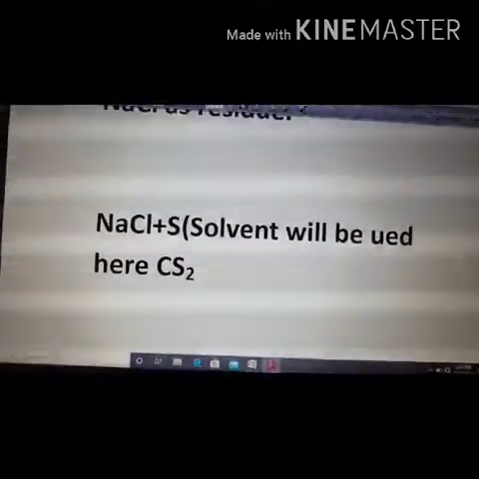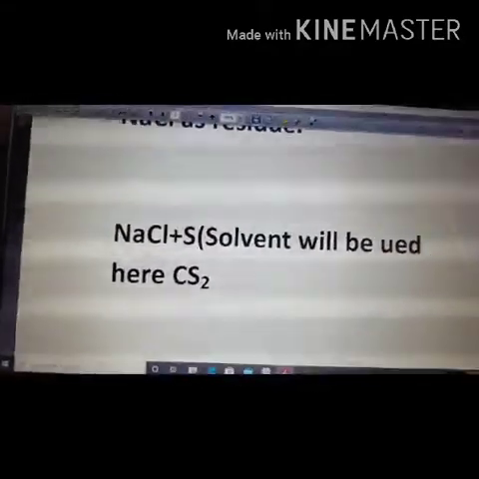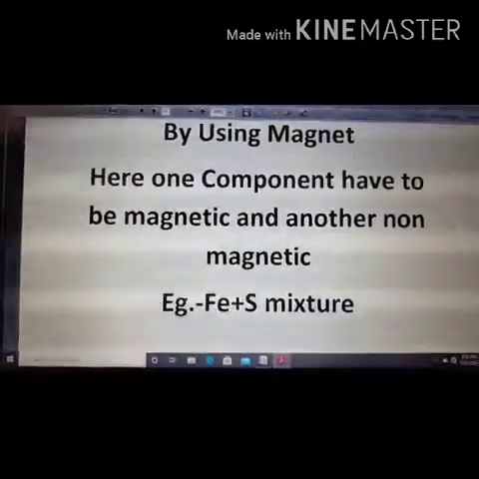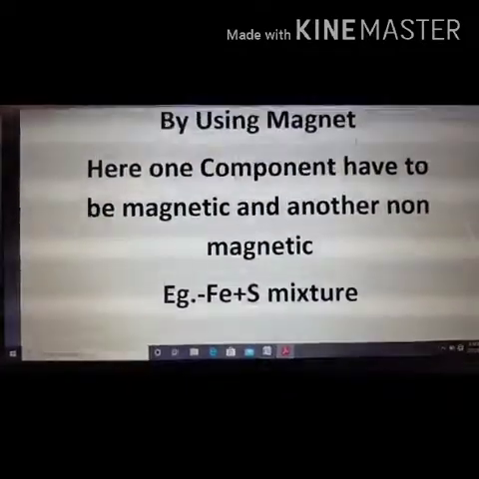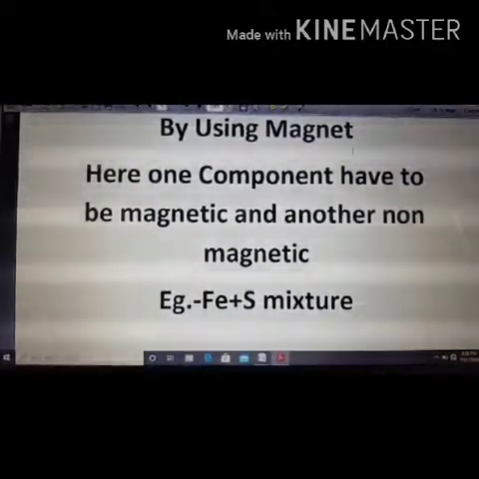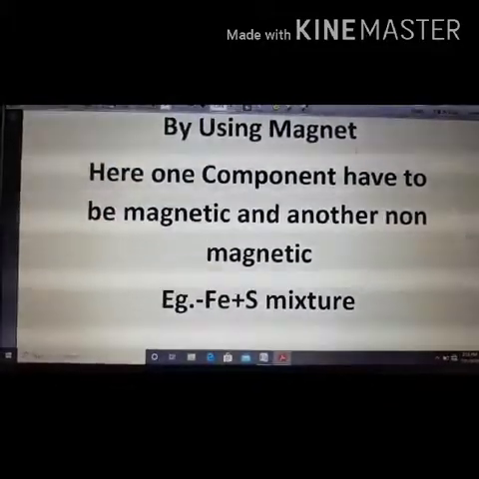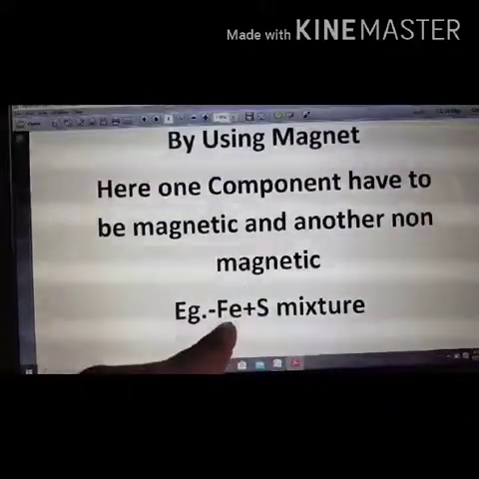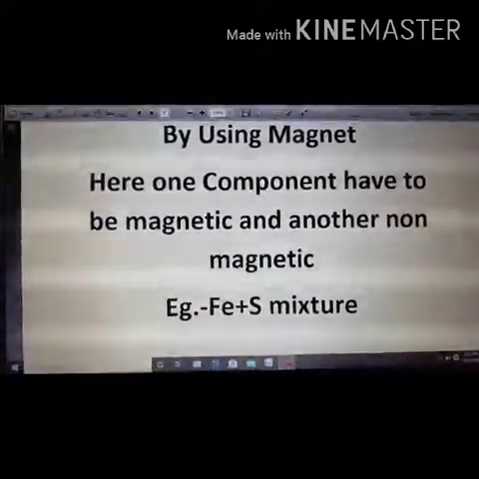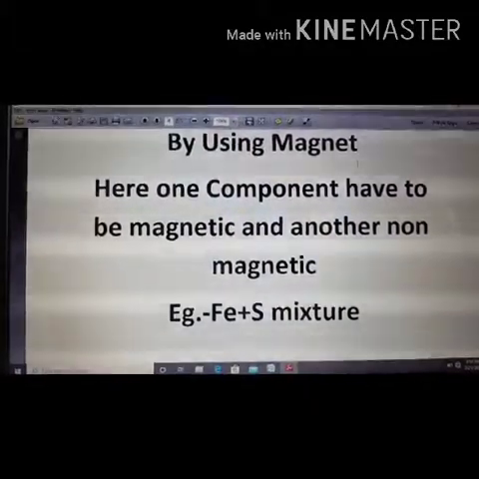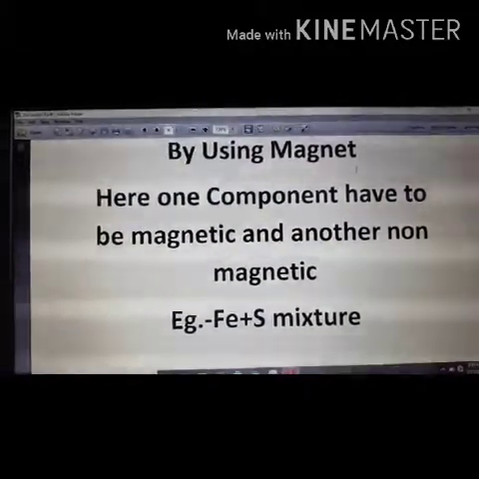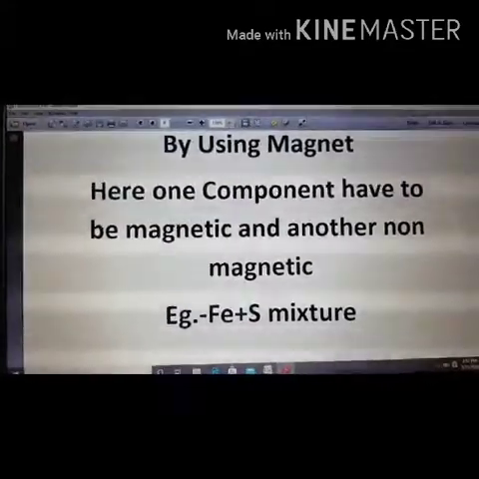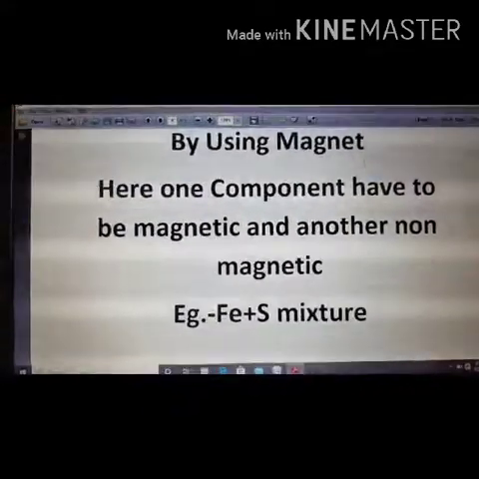Next, the method we will be discussing is by using a magnet. Remember, here one component has to be magnetic and the other non-magnetic. Just like the example given here, an iron and sulfur mixture: if you bring a bar magnet in front of this mixture, iron will be attracted by the magnet and separated from the iron-sulfur mixture. In this way, by using a magnet, we can separate the mixture.